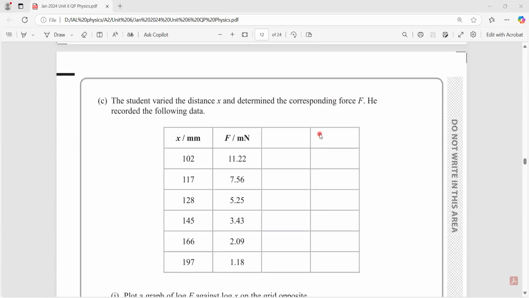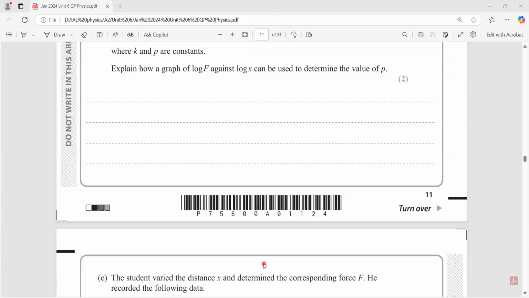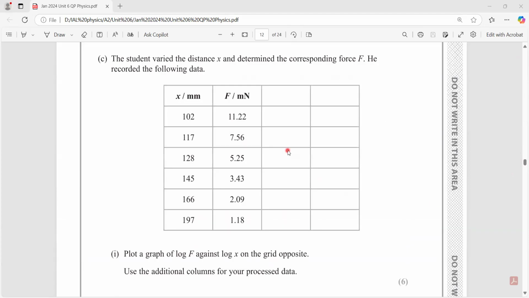The next student varied the distance x and determined the corresponding F. He recorded the data and plotted a graph for log F and log x on the grid opposite. Use an additional column for your processed data. So we want log x here and we want log F.